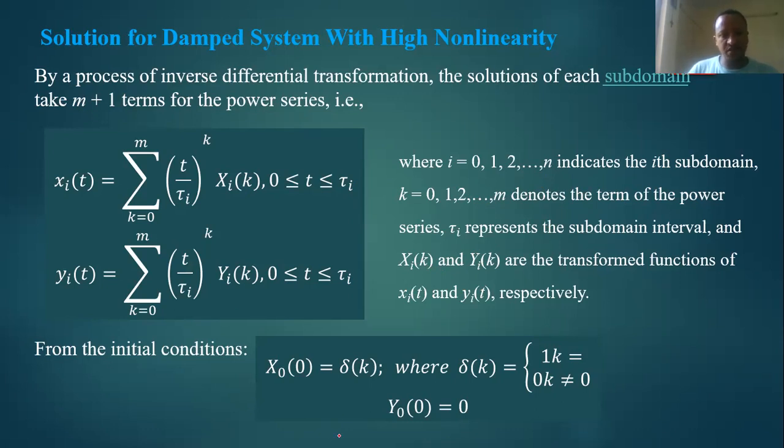So from the initial condition, x naught of t is equal to delta of k, where delta of k is a Kronecker delta, which is equal to 1. 0k is equal to 0, 1k is equal to 1. This is 1, not blank. And y of naught is equal to 0. Why? Because y is equal to x dot. x dot of t is given in the initial condition as 0. That means y of 0 is 0. Okay, so these are the initial conditions, and this delta is the Kronecker delta function.